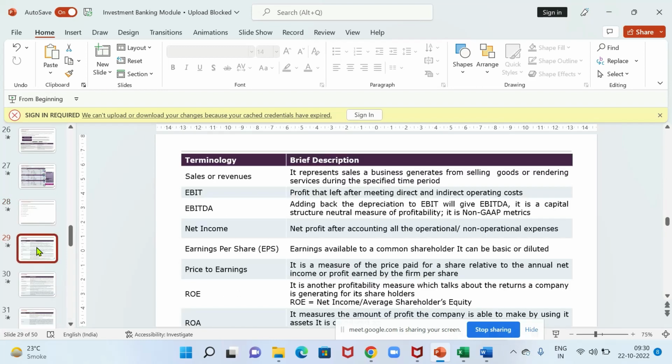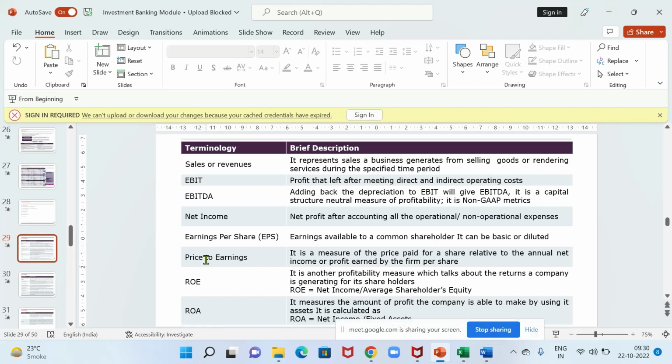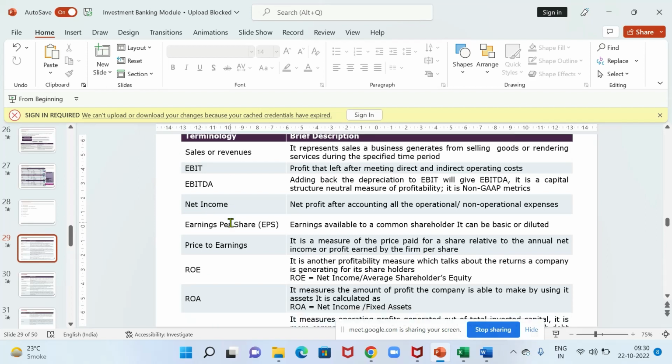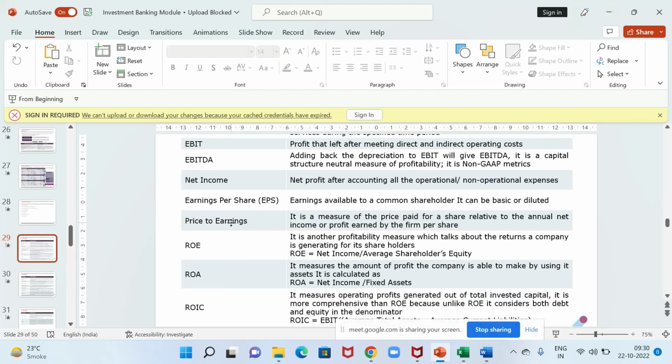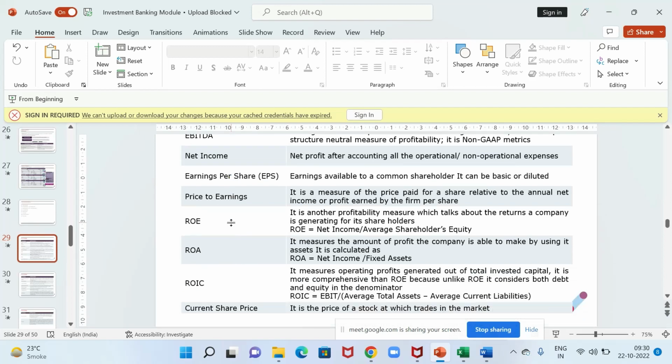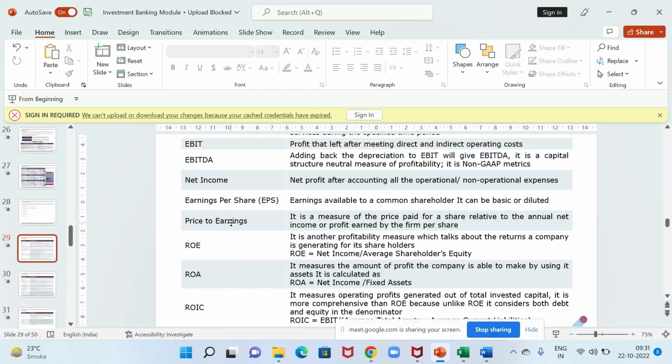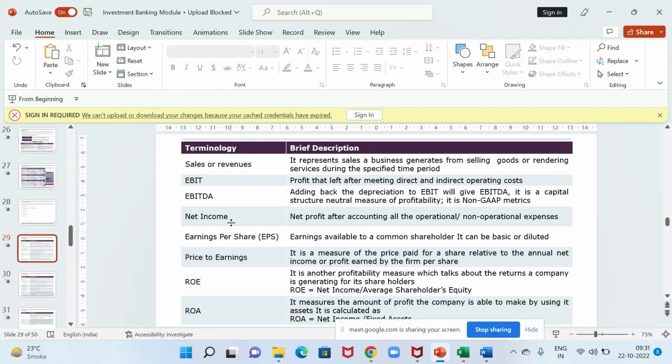Multiples will come back. What are these multiples, and these terminologies you want me to explain? Well, you can just have a look at them in the recorded session, pause it, and see. These are self-explanatory: return on equity, return on assets, return on invested capital, earnings per share, PE, net income. However, I would like to tell you where and what to use. What are the various multiples?